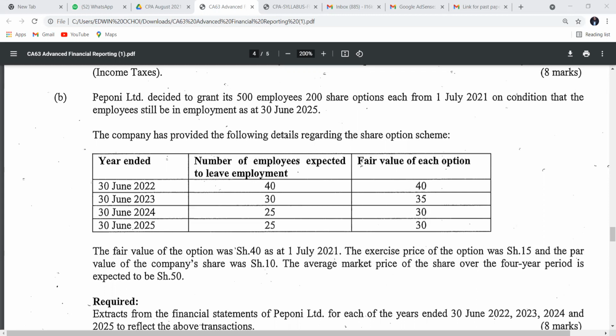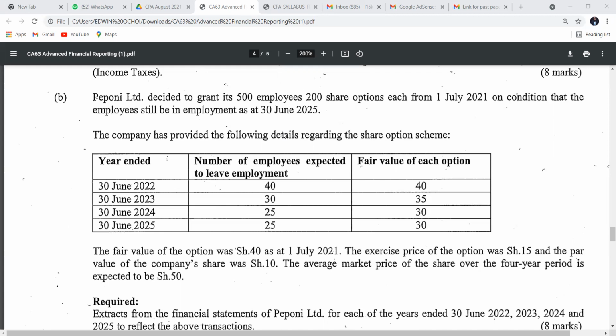One of the terminologies is all about the vesting condition. Right now here you can see there's a condition which we have come across, because they say Beponi Limited decided to grant its 500 employees 200 share options, each from 1st January 2021, on condition that the employees still be in employment as at 30th June 2025. So that condition that you have to be in employment from 1st June 2021 to 30th June 2025, that is the service condition.